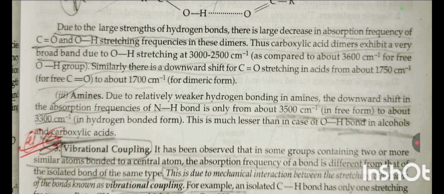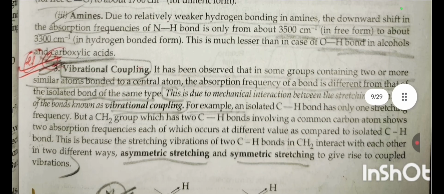about 1700 centimeter inverse. Amines. Due to the relatively weaker bond in amines, the downward shift in the absorption frequency of the NH bond is only from about 3500 centimeter inverse to about 3300 centimeter inverse. This is much less than in the case of the OH bond in alcohols and carboxylic acids.